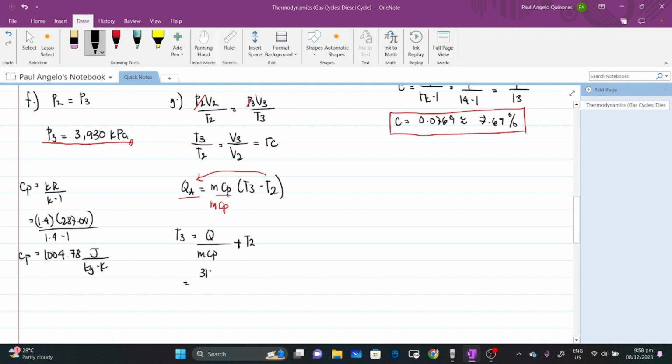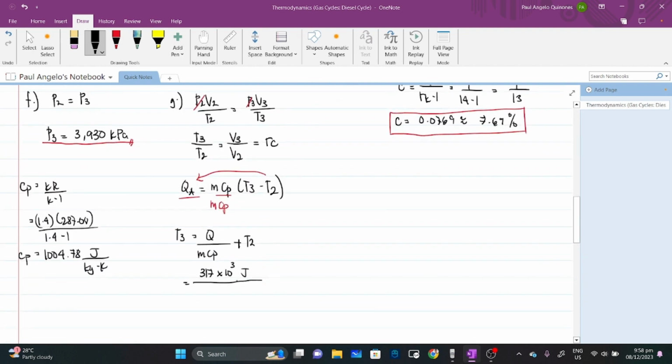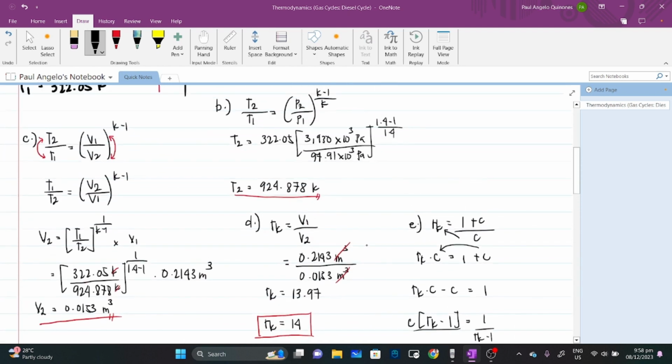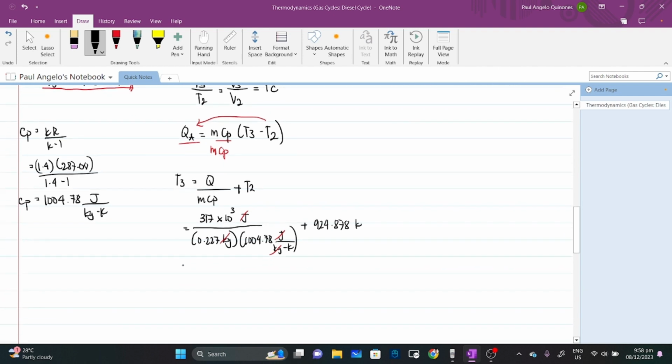QA, that is 317 kilojoule over the mass, which is 0.227 kilogram, times 1004.78 joules per kilogram Kelvin, plus T sub 2, that is 924.878 Kelvin. So joules, kilograms, leaving us with Kelvin.